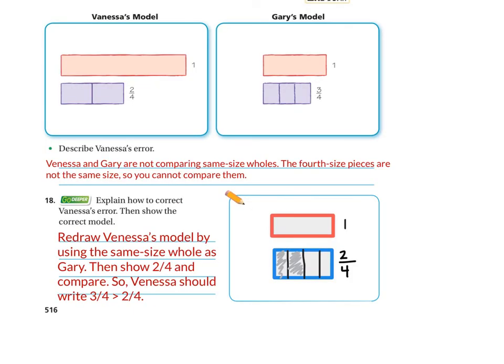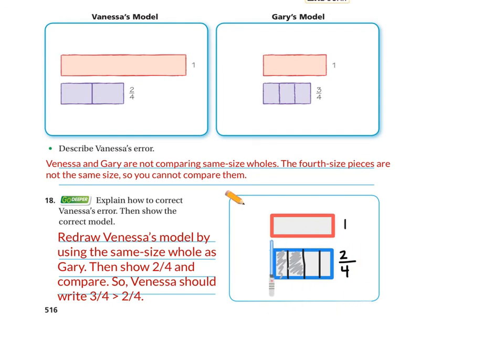Okay, number 18 piggybacked off of number 17. So in number 17, you first had to realize that Vanessa's error was that she was not comparing the same size wholes. So to fix that, we would want to redraw Vanessa's model. Up here, we would want to redraw that by using the same size whole as Gary's model right here. So what I did was I drew the same size whole, and then I broke it up into fourths, and I showed 2/4.